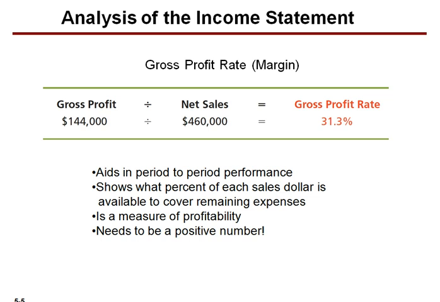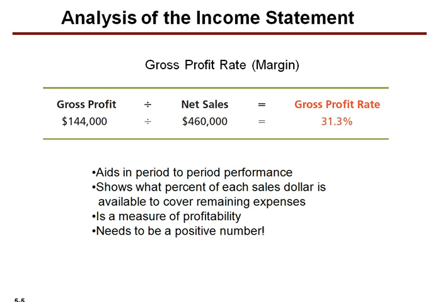Stated another way, for every dollar you make, you have 31 cents, or 31% of that left to cover all your remaining expenses. The gross profit rate is a measure of profitability, and it allows you to compare yourself year to year and see if you think you're doing better or worse, and allows you to get size out of it. So it doesn't matter what your sales or gross profit was.